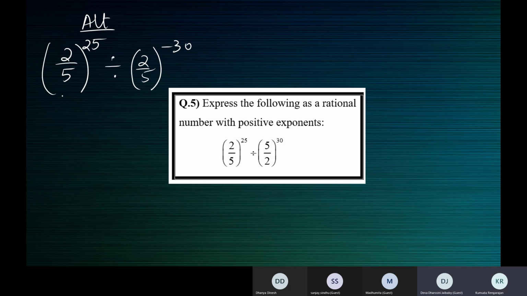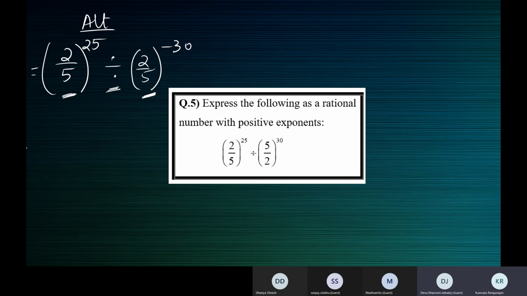See, we wrote the first expression as it is, 2 by 5 to the power 25, the division sign as it is. Now, instead of the next expression, we have written its equivalent. How did we write the equivalent? 5 by 2 becomes 2 by 5, plus 30 becomes minus 30. We made the changes in both base and power, ma'am. Very good. That's what I wanted.